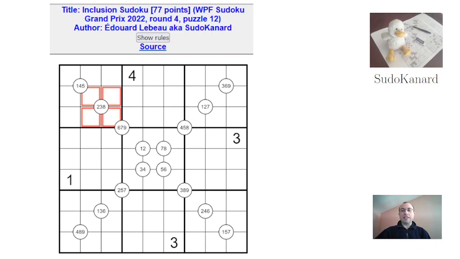So the organizer of the WPF Sudoku Grand Prix thought it would be better called inclusion than quadruples, because quadruples would mean 4 values for the 4 cells. But the ironic part of it is that the main logic is actually exclusion, not inclusion. So how do you start?